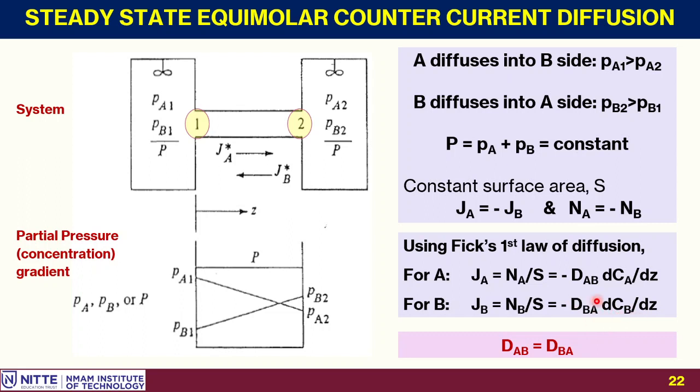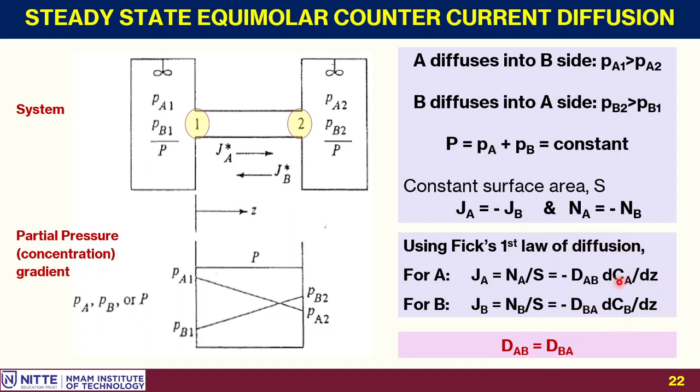and the concentration gradient of B across the length Z, that is dCB by dZ. Something that you need to understand and note here is in this situation, the two diffusivities DAB and DBA both are equal. Both are equal. Now, what we'll do is we'll prove it making use of this equation.